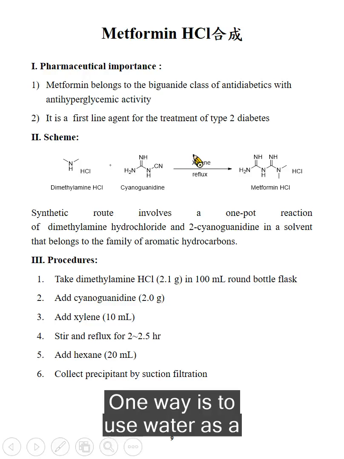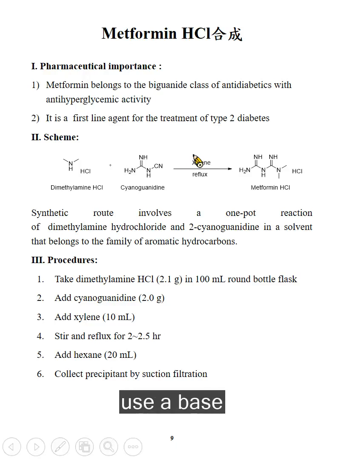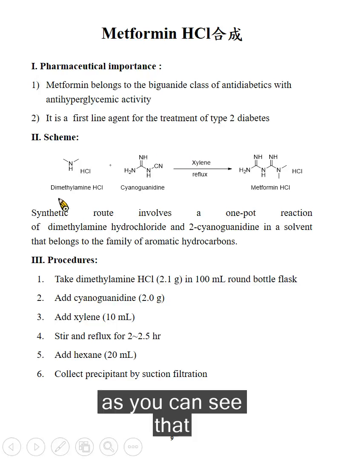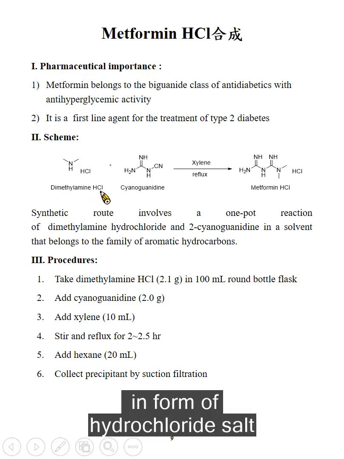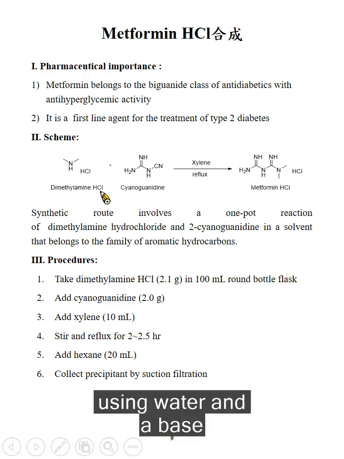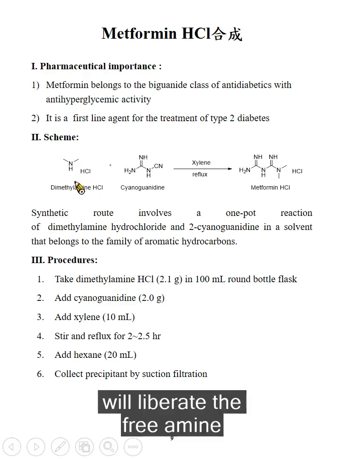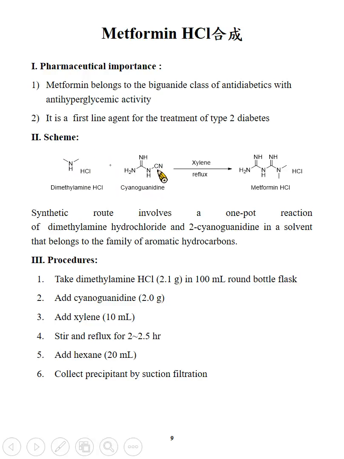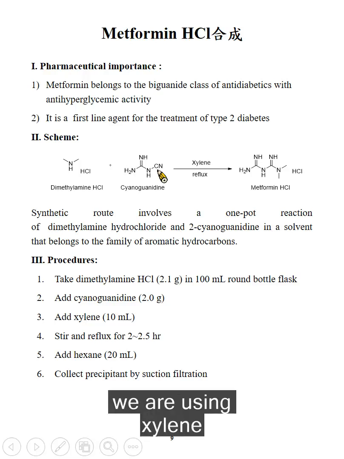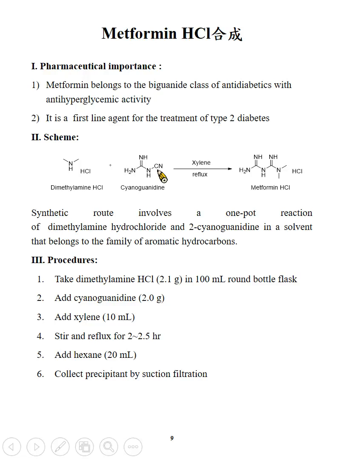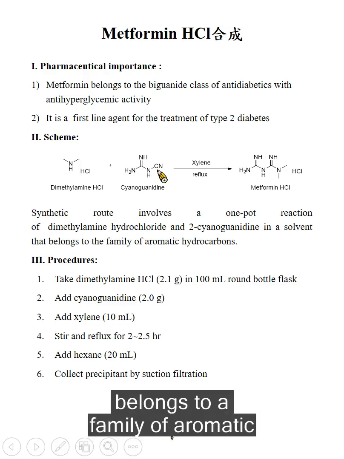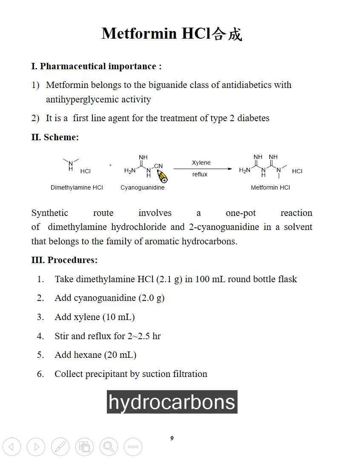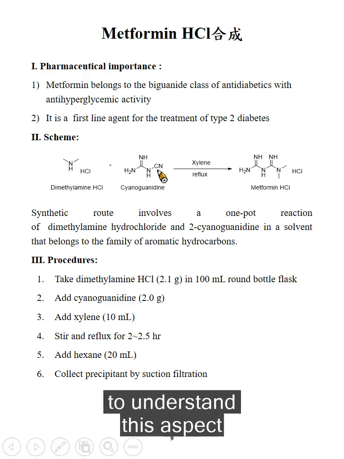One way is to use water as a solvent and use a base. As you can see that we are using dimethylamine in the form of hydrochloride salt. Using water and a base will liberate the free amine, which will then attack the electrophilic carbon at this site. But we are not using that methodology. We are using xylene, so we are not using any base. We are using a solvent that belongs to a family of aromatic hydrocarbons. So how this reaction is taking place, it is important for all of us to understand this aspect.